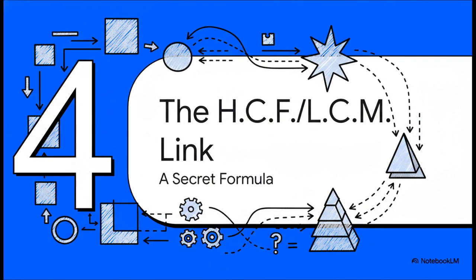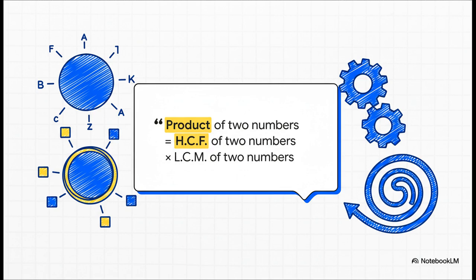Okay, so we've got these two big ideas, right? HCF is all about breaking things down. LCM is all about building things up. They feel like opposites, but are they connected? Oh yeah, they totally are. There is this incredibly cool and elegant formula that connects them. Get this, if you multiply two numbers together, you get the exact same answer as if you multiply their HCF and their LCM together. It's an amazing shortcut.